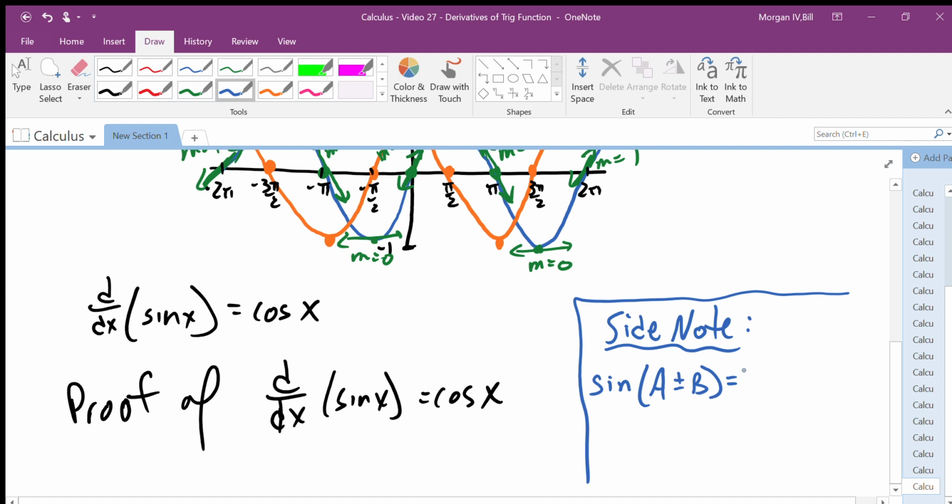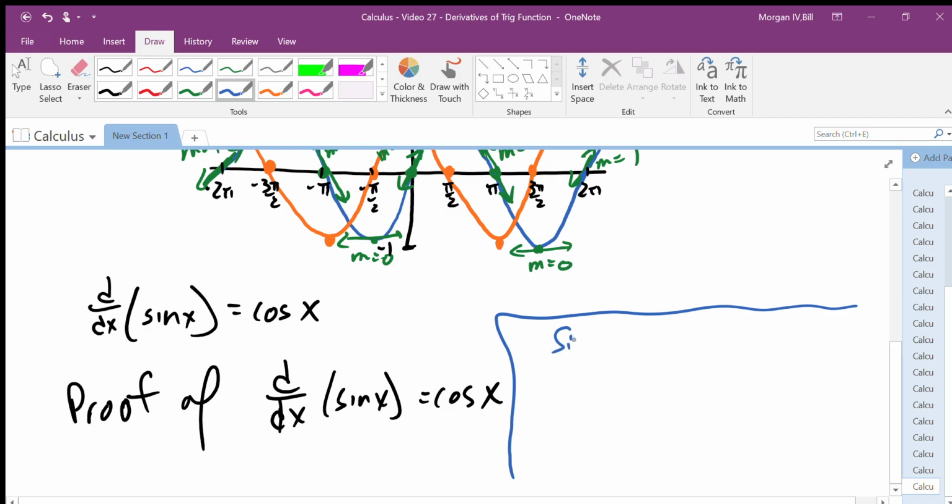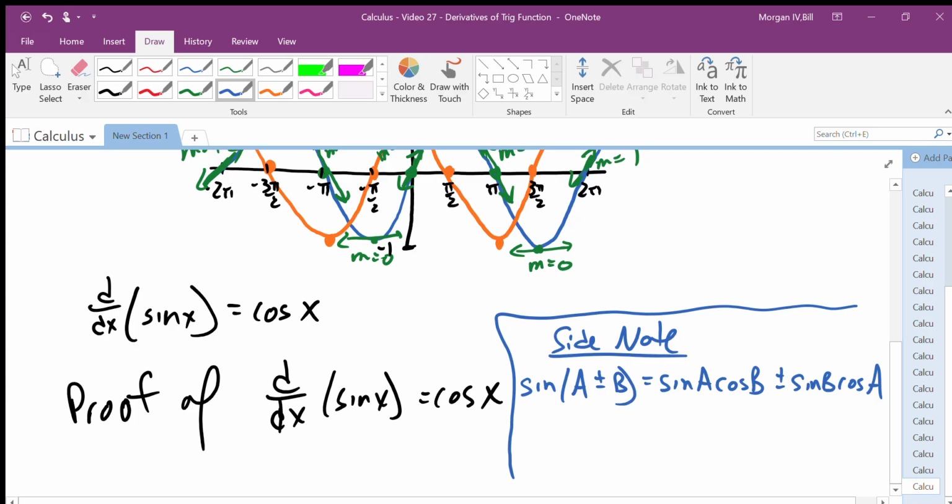The sine of A plus or minus B is the sine of A times the cosine of B. I'm going to run out of room here. My side note needs to be bigger. I'm going to make my side note bigger so I don't have to squeeze into a spot here. Side note. Sum and difference identities for trig functions: the sine of A either plus or minus B is equal to the sine of A cosine B plus or minus sine B cosine A. And I hope that at least sounds familiar to you. We need to know those.